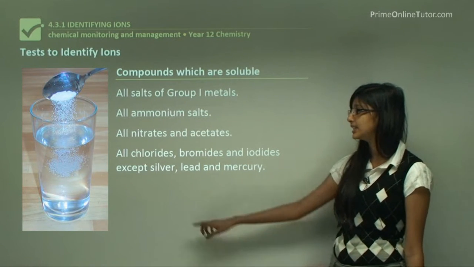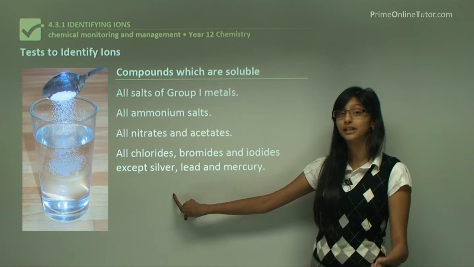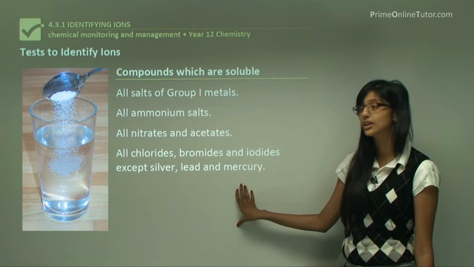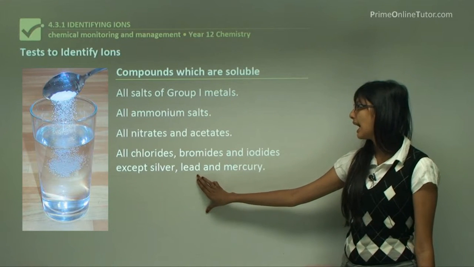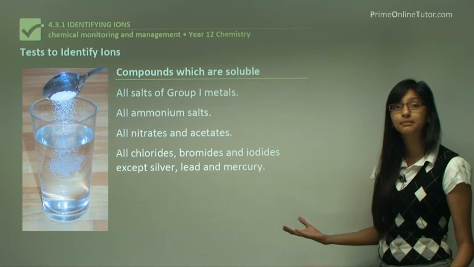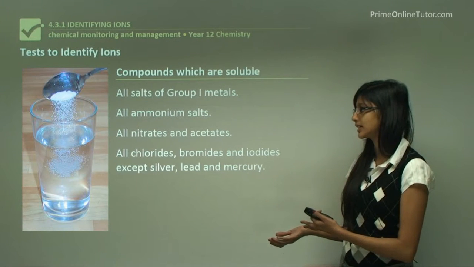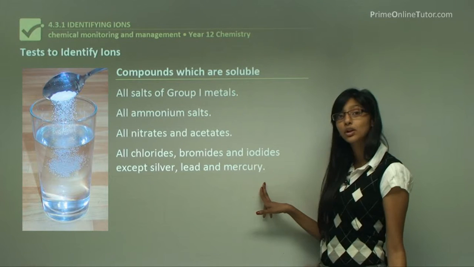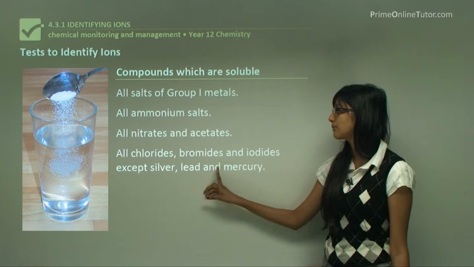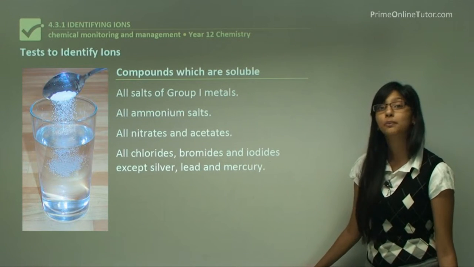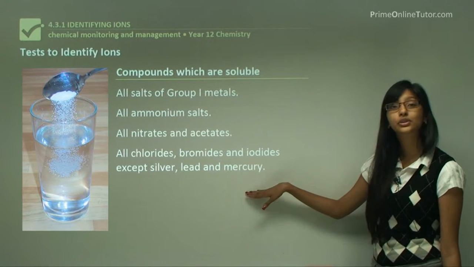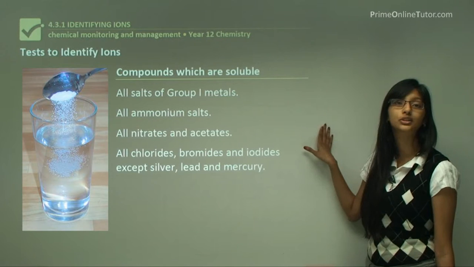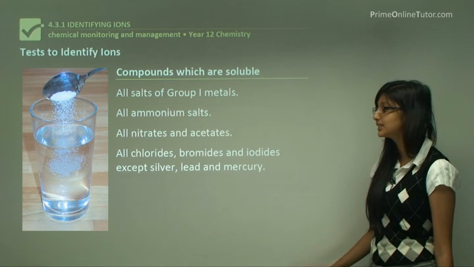What does that mean? If you have silver chloride, it will precipitate out of your solution. If you have lead chloride or mercury chloride or lead bromide and lead iodide, similarly they will precipitate out of the solution. But except these three elements, any other element bonded to chloride, bromide and iodide will not precipitate out. Only these three with chloride, bromide and iodide will precipitate out because they are not soluble. So these are your three exceptions.